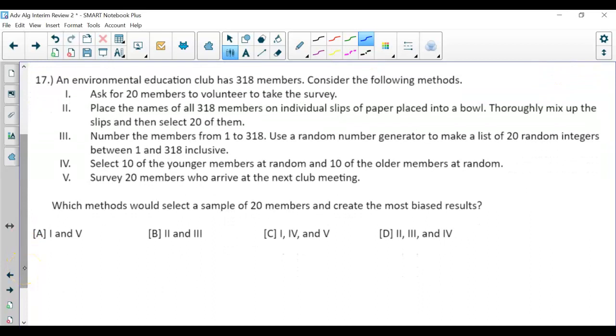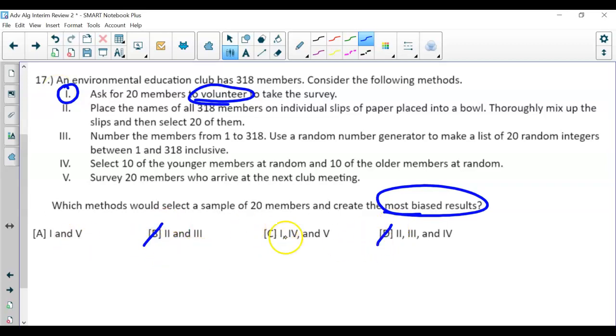So now here, going through, we have 318 members, but now we're looking for which methods would represent the most biased. So now remember most biased, that's like convenience where it's easy access, or self-select where it's volunteer based. So like 1, asking 20 members to volunteer. There's your self-select. So I can already tell that's going to be one of our most biased. So I can cross out B and D because I know I need the first. So now let's look at the fourth, because I'm going to use my answer choices as my guide. So I'm going to cross out 2 and 3. And also notice, if you read through, they're simple random.